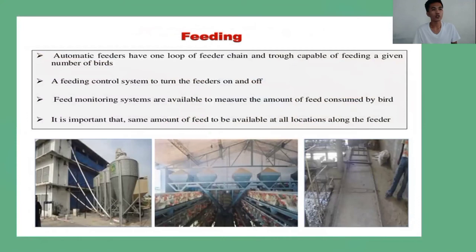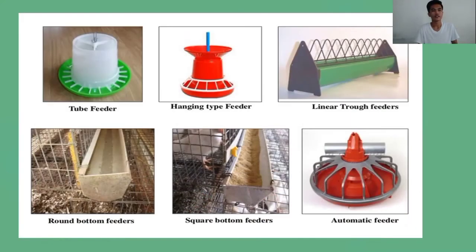Feeding. Automatic feeders have one loop of feeder chain and are capable of feeding a given number of birds. A feeding control system turns the feeders on and off. Feed monitoring systems are available to measure the amount of feed consumed by the birds. It is important that the same amount of feed be available at all locations along the feeder. Shown in the illustration are the different types of feeders. First is the tube feeder.